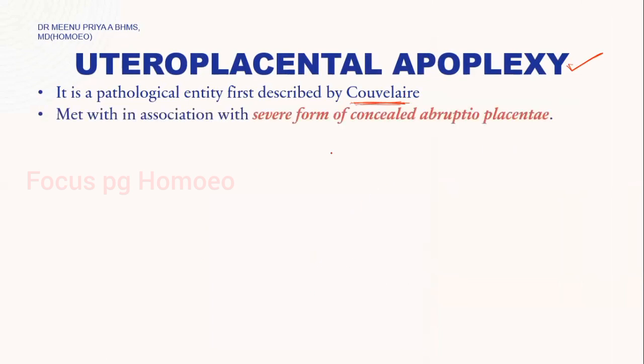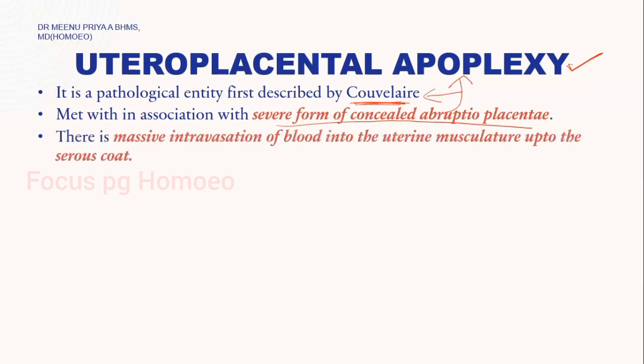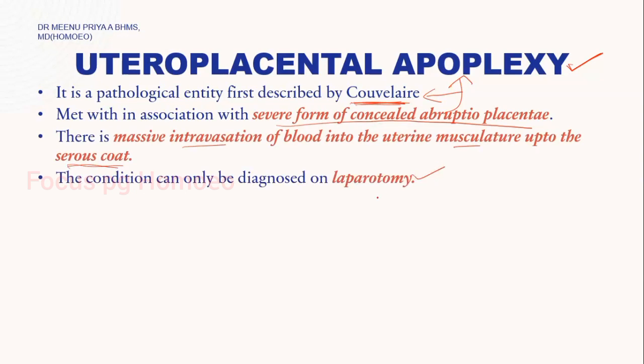It is met in association with a severe form of concealed abruptio placentae. Here the blood is not visible outside, though it is a rare type. If it becomes a severe form, it will lead to uteroplacental apoplexy or Cavalier uterus. There is massive intravasation of blood into the uterine musculature up to the serous coat of the uterus, because blood is continuously getting collected as it is a concealed type. So this blood gets intravasated into the uterine musculature up to the serosa, and the condition can only be diagnosed on laparotomy, because no signs and symptoms are seen outside.